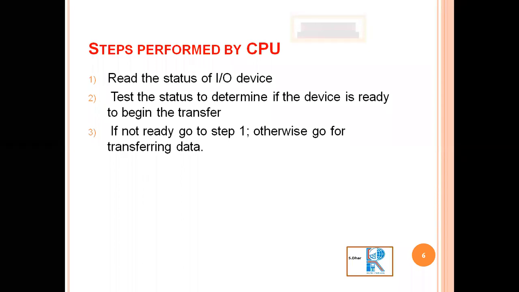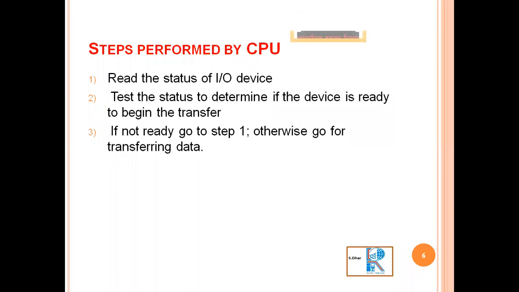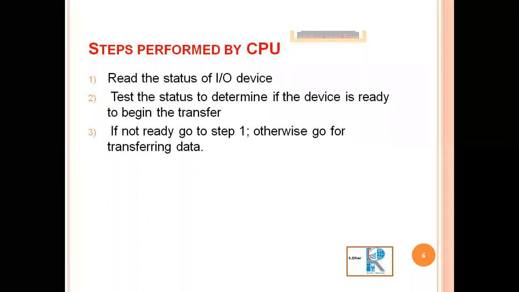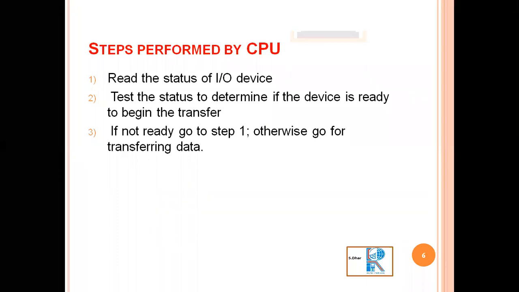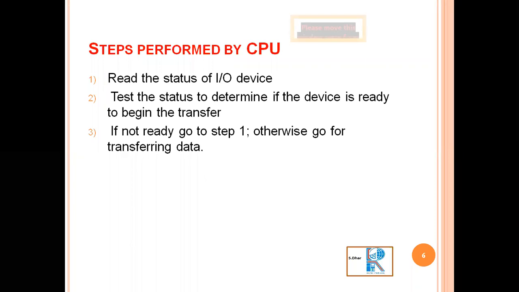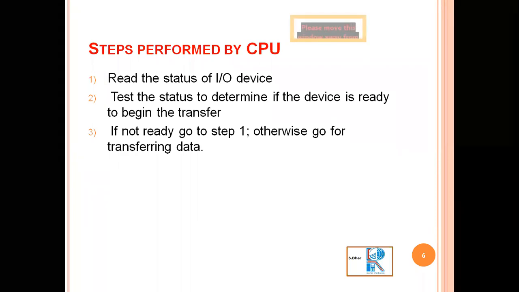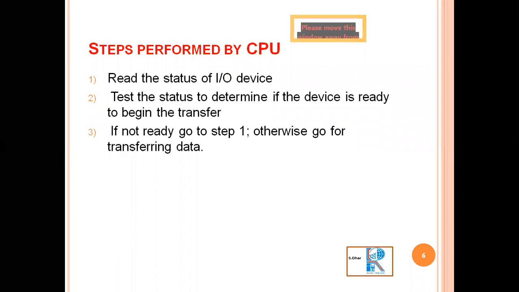Though it is very flexible, because one program is used for checking the status of the IO, and then the CPU again executes some program to read the IO port or write to the IO port. Clear? Again, I repeat that the CPU has to check the status, and then again it has to execute some instruction to read the IO port or to write into the IO port. So these are the steps performed by the CPU in programmed IO.